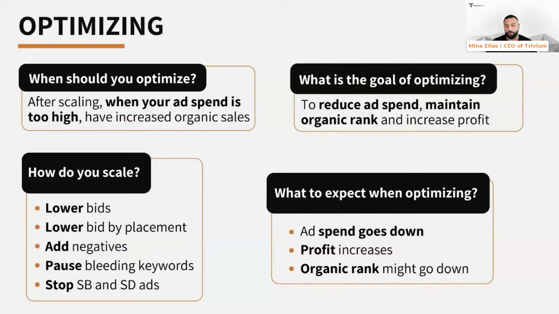And what should you expect when optimizing? Ad spend is going to go down, profit is going to increase, and then organic rank and revenue might go down. So be careful. As you optimize for profit, you obviously are trying to spend less. That sometimes works amazing. And other times, for certain keywords, you lower your bids, your spend goes down, but also your sales and your ranking goes down.